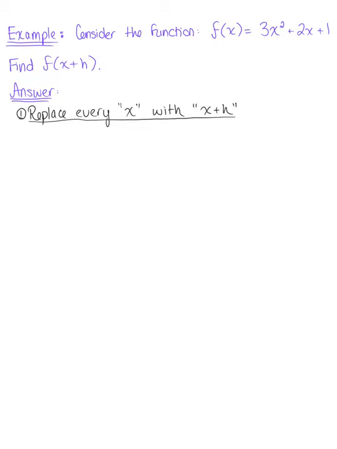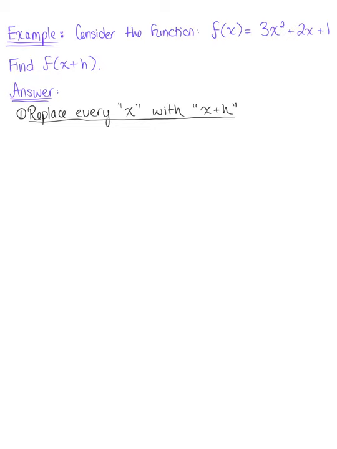Consider the function f of x is equal to 3x squared plus 2x plus 1. And we want to find f of x plus h. So the very first thing that we want to do here is replace every x in the given function with x plus h. So let's note, looking at our given function here, we want to replace each one of these x's with x plus h.